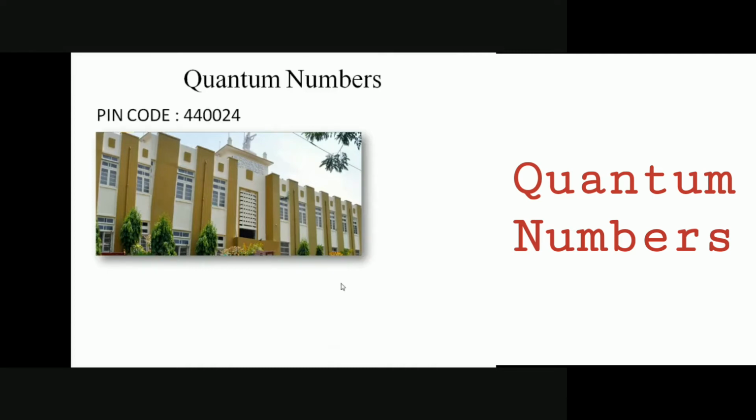The pin code is 440024. Now, if somebody wants to reach or mail something, they have to use this pin code, that is 440024. Now, if somebody writes the pin code 440024, what does it identify?